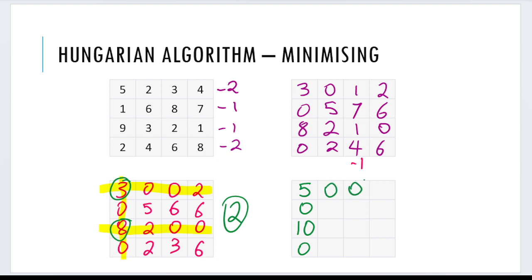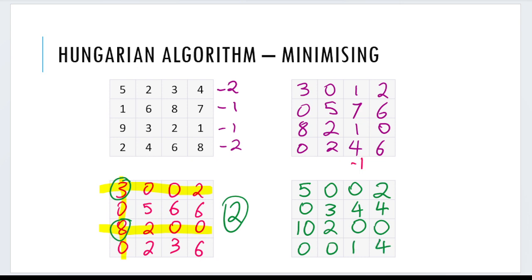And what you might notice is that means that most of our zeros get retained. So we don't lose those zeros, which would make things a bit harder for us to find a solution later on. Then we're going to subtract this 2 from everything that is not covered by anything. So that's going to give us 3, 4, 4, 0, 1, and 4.